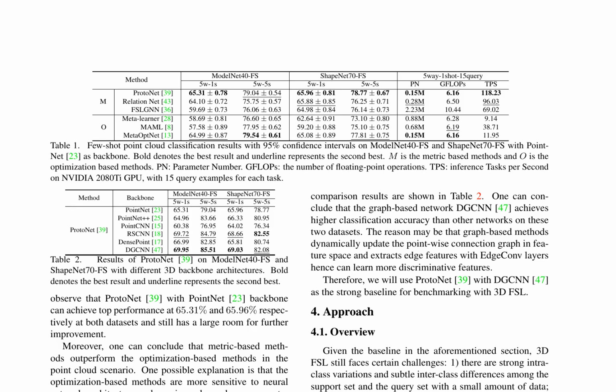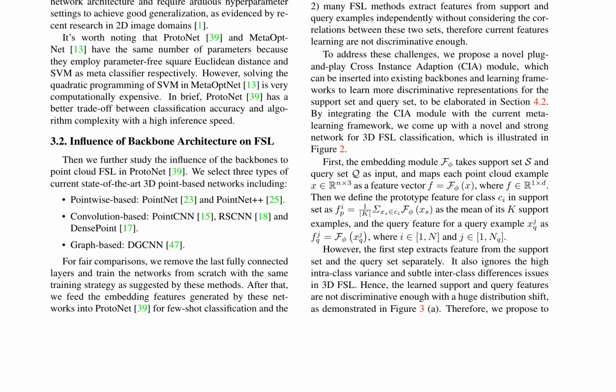The authors also introduce new splits of ModelNet and ShapeNet core, constructing two benchmark datasets, ModelNet40-FS and ShapeNet70-FS, for 3D few-shot point cloud classification. They identify challenges in 3D FSL, including strong intra-class variations and subtle interclass differences among the support set and query set, and propose the CIA module to learn more discriminative representations.